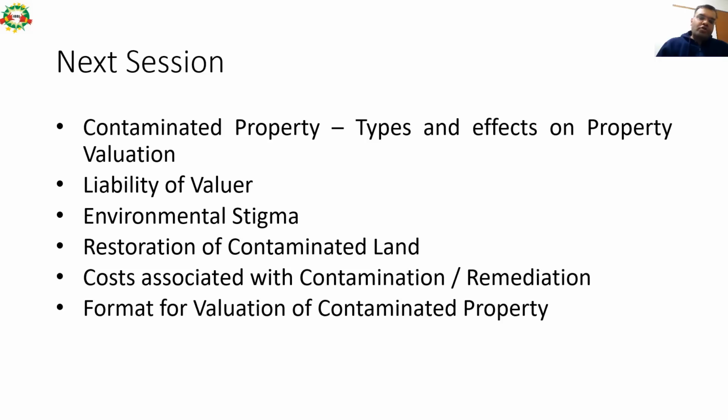So in the next session we are going to discuss the theory part on contaminated property. What are the different types of contamination and what are their effects on property valuation. We will understand the theory part, and then what a liability is, and deep dive into the liability of the valuer and how to come out of it. Environmental stigma, what is it? Environmental stigma, restoration of contaminated land, and costs associated with contamination and remediation. So cost of cure and other types of cost which the valuer is required to calculate for valuation of the property. And is there any format for valuation of contaminated property? That we will also try to understand in our next session.